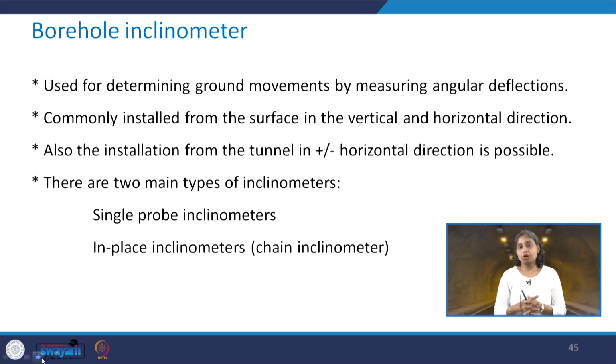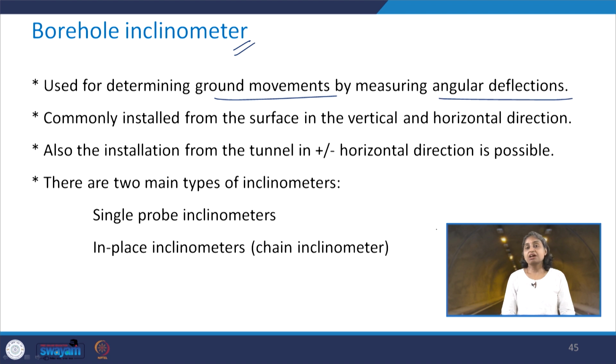Till now we saw how we can determine the deformation with respect to the rock surface, or how we can find out the extent of the loosened rock mass using a borehole extensometer. Now, if we want to find out the angular deflections, we have to use a borehole inclinometer. This is used for the determination of ground movements by measuring the angular deflections. These are commonly installed from the surface in the vertical and the horizontal direction. Also, installation from the tunnel in a positive or negative horizontal direction is possible.